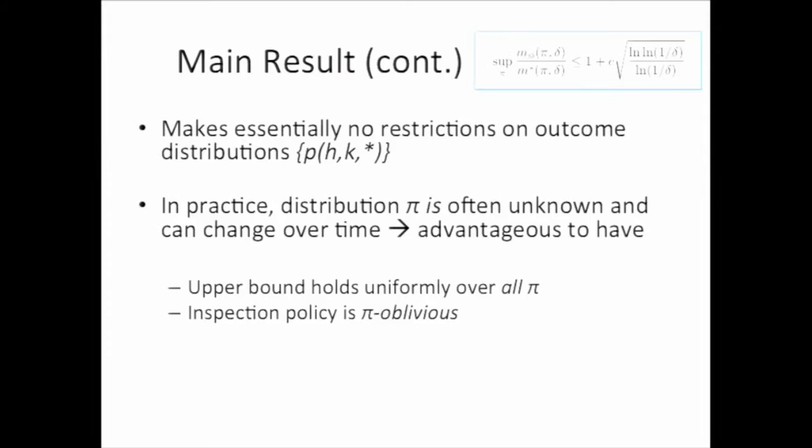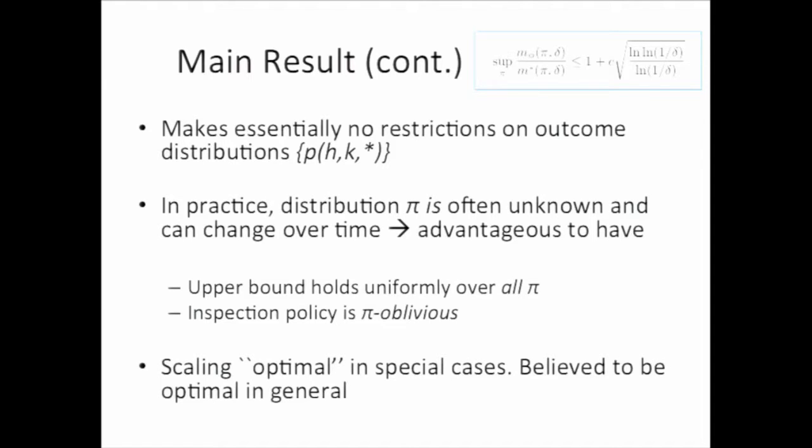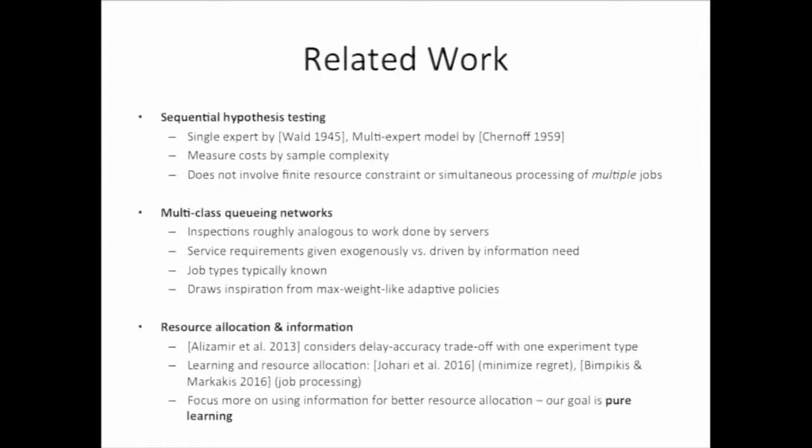This theorem makes essentially no restriction on the outcome distribution, other than some necessary conditions to avoid triviality and the fact that it has finite support. In practice, as I said, pi is very hard to know because we don't even know the job labels to begin with. So it's nice to have a bound that holds uniformly over all pi and that the inspection policy is pi oblivious. We have some sense of how optimal this scaling is, and I'll be happy to talk offline.